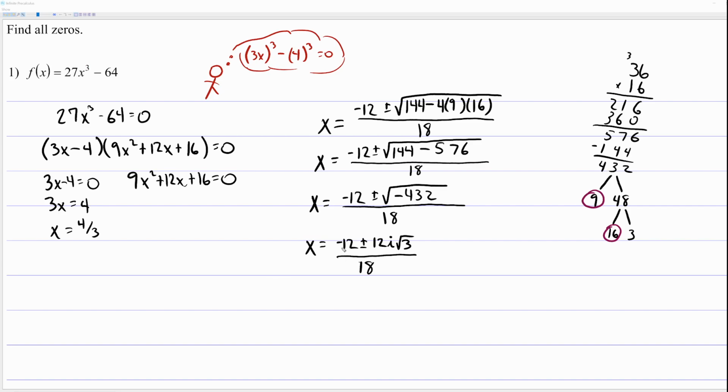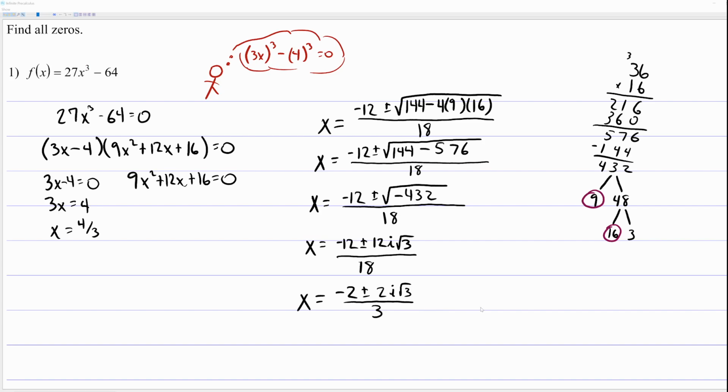All right, now all the terms here are divisible by 6. So we can divide by 6, and we have negative 2 plus or minus 2i square root 3 over 3. And thus we found all 3 of our zeros. Remember, we found 4/3 very quickly, and we just did a bunch of arithmetic to find these 2 zeros: negative 2 plus or minus 2i root 3 all over 3.